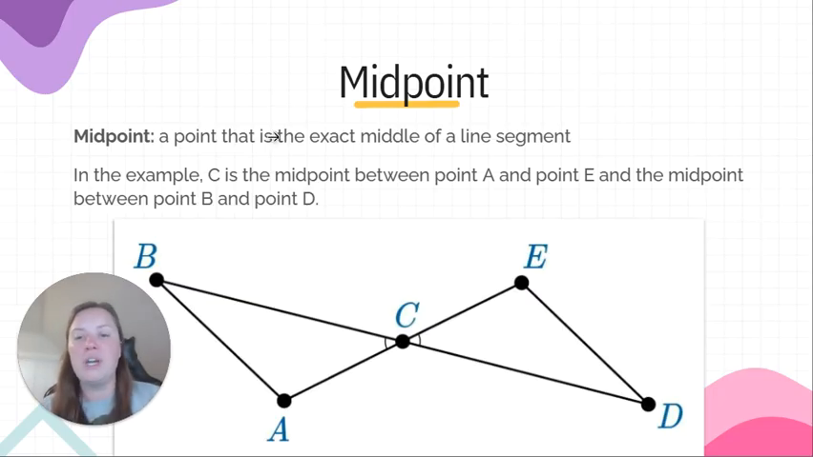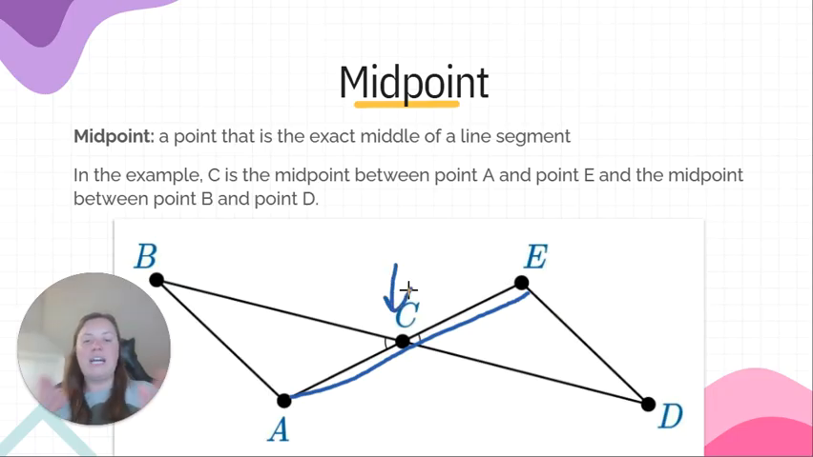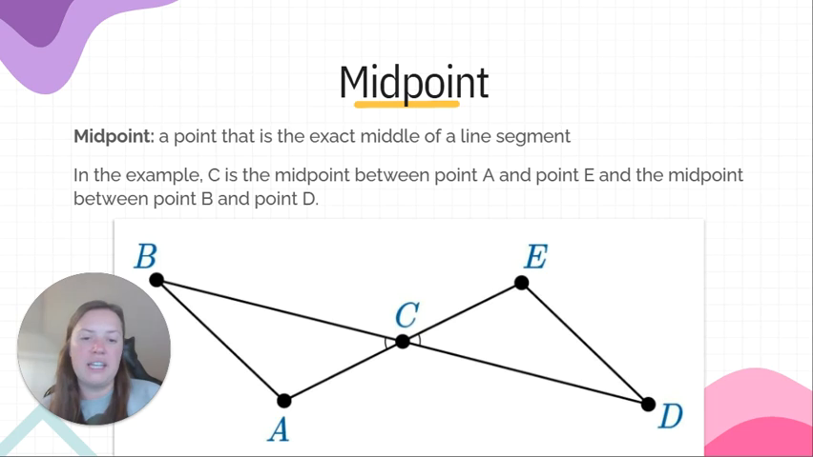So the midpoint is the point that is exactly in the middle of a line segment. So if we're looking at this line segment here, AE, that point C cuts it exactly in half, okay? Why does this matter? We'll go into a little bit more detail when I talk about the lesson, but if this is cut exactly in half, that means that AC and CE are the exact same length.